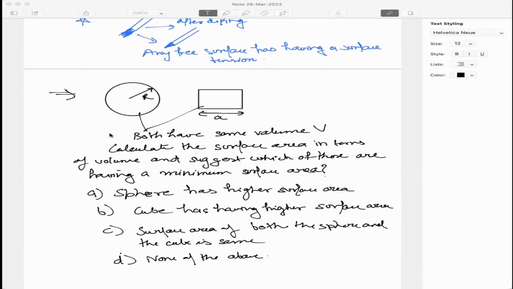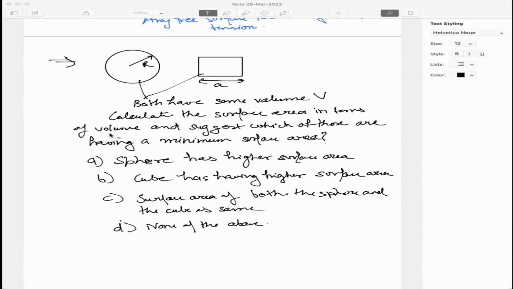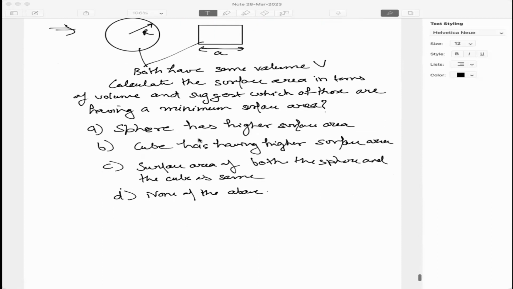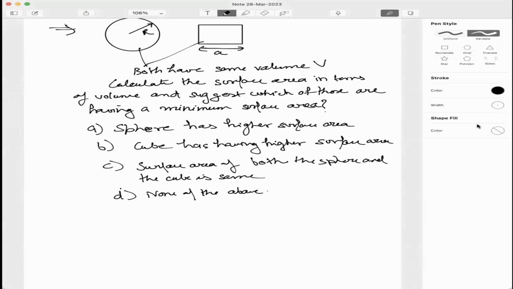So here I have given you one question where we need to compare the surface area of the sphere with that of the cube. So let's solve this question, and I will give you the answer to why a liquid drop in a free media always tries to attain a spherical shape and not the cubical shape.